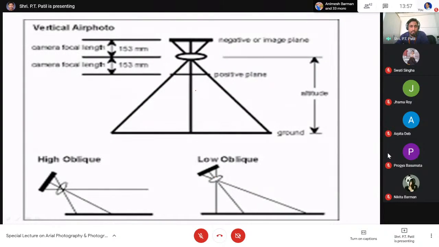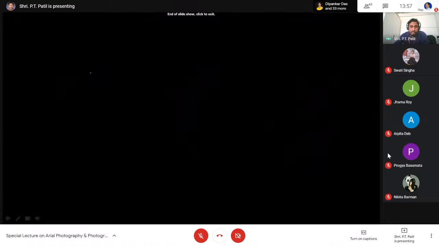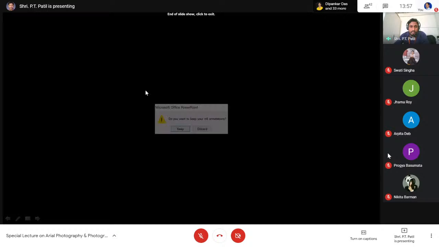Again, it was well described with the help of this diagram: the vertical aerial photograph, and in the case of oblique aerial photographs, what kind of optical differences there are. And this picture defines the stereoscopic vision test, meaning with the help of the pocket or mirror stereoscope we are able to perform stereoscopic vision, meaning 3D vision can easily be prepared with the help of this diagram, which was included in your practical syllabus.